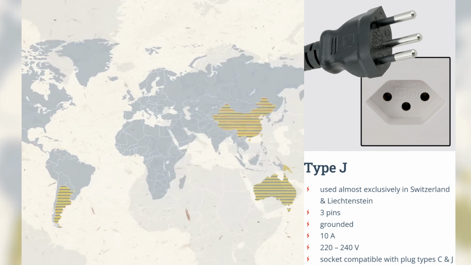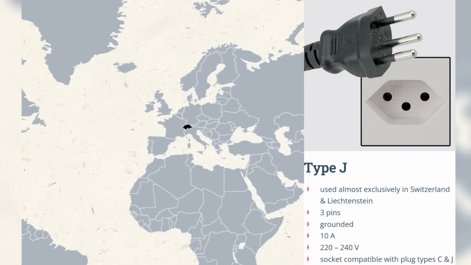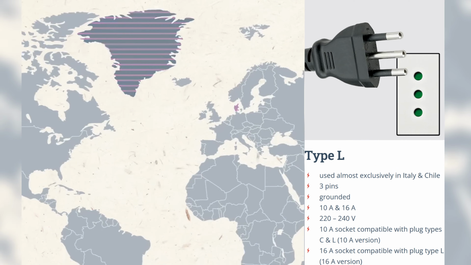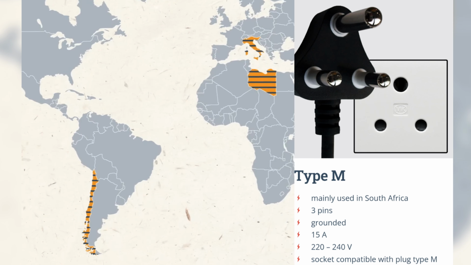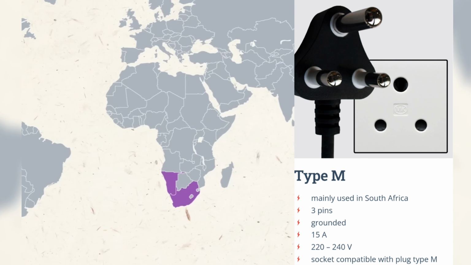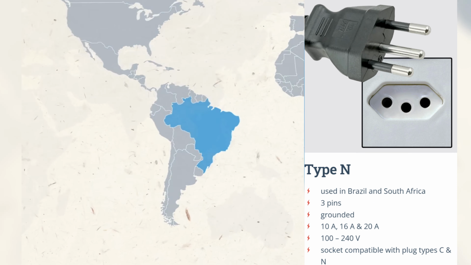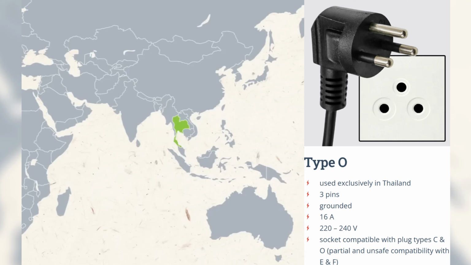Type J, used in Switzerland and Liechtenstein. Type K, used in Denmark and Greenland. Type L, used in Italy and Chile. Type M, used in South Africa. Type N, used in Brazil and parts of South America. Type O, used in Thailand.